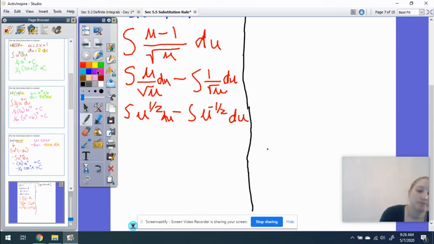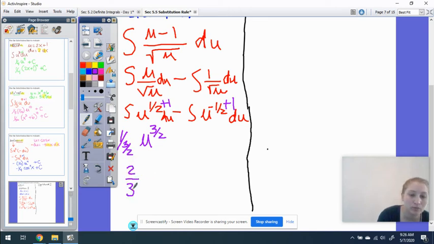So then, let's go ahead and integrate this. So we're going to add 1 to each of these. Okay. So that's going to end up giving me 3 over 2. So essentially, we would be doing 1 divided by 3 over 2. And 1 divided by 3 over 2 is going to give me 2/3. So it's pretty much the opposite fraction as what's in the exponent.